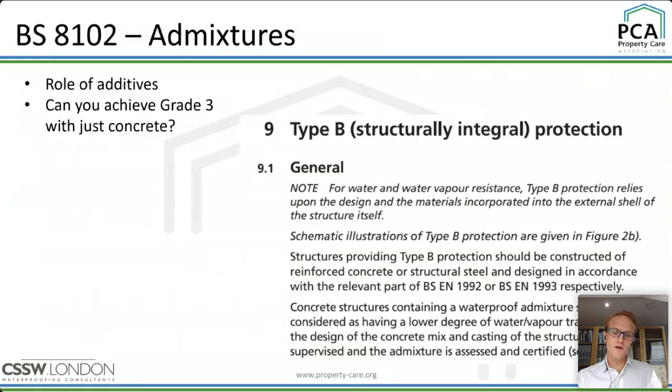So, should you use a waterproofing additive? Well, we've already looked at this, where I highlighted the relevant part of BS EN 1992. But interestingly, it immediately states concrete structures containing a waterproofing admixture should be considered as having a lower degree of water transmission. So you could say, well, here's type B structural waterproofing, look at Eurocode 2 Part 3 and use a waterproofing additive, which you would consider having a lower transmission rate.